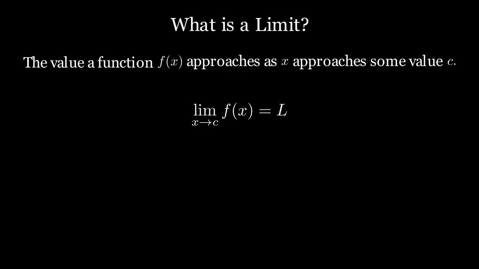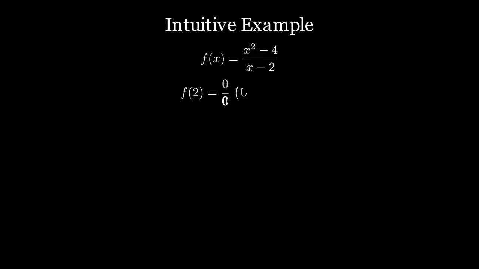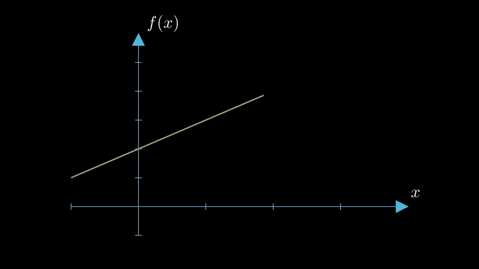The key idea is that we are interested in the behavior of the function near a point, not necessarily at the point itself. Let's look at an intuitive example. Consider the function f(x) equals (x squared minus 4) divided by (x minus 2). If we try to evaluate this function at x equals 2, we get 0 divided by 0, which is an undefined form. However, we can see what value the function approaches.